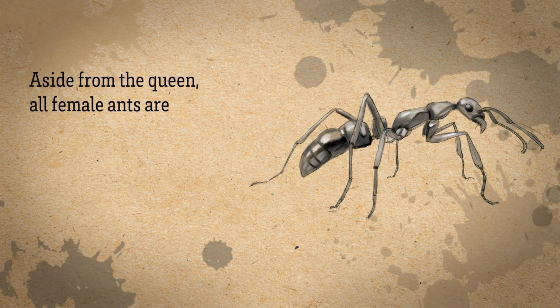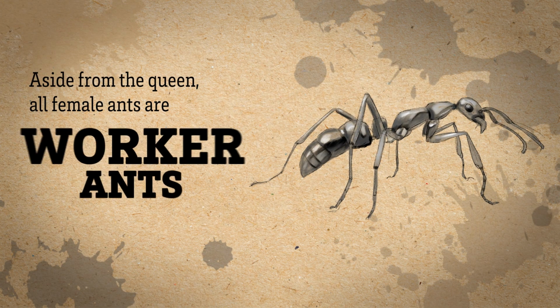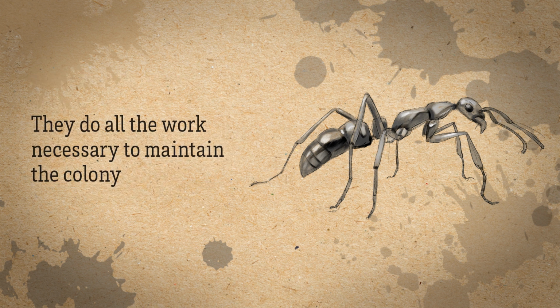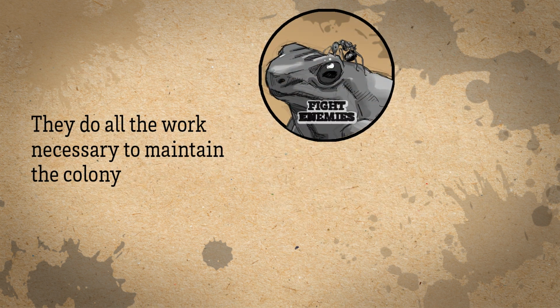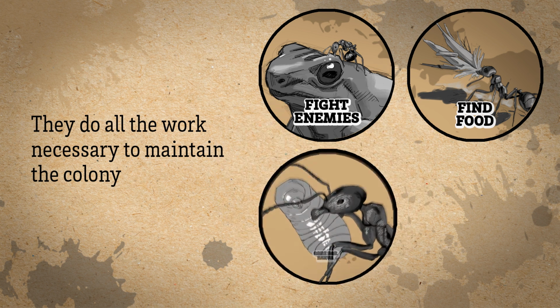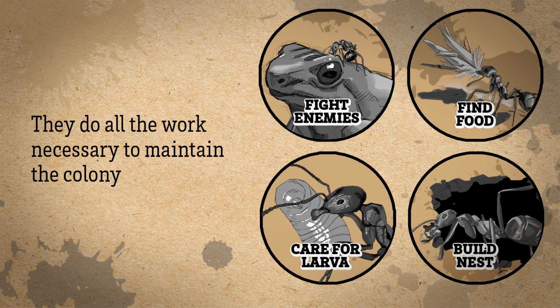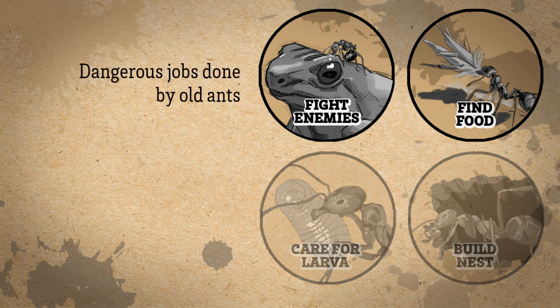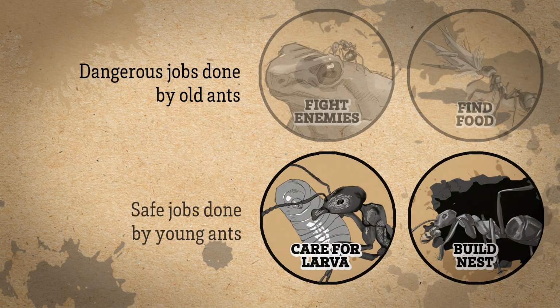Aside from the queen and drones, all other ants are worker ants. They do all the work to maintain the colony, such as fight enemies, find food, take care of larvae, expand and clean the nest. Old ants will do the dangerous jobs that are done outside the nest. Young ants work inside the nest, where it's safer.